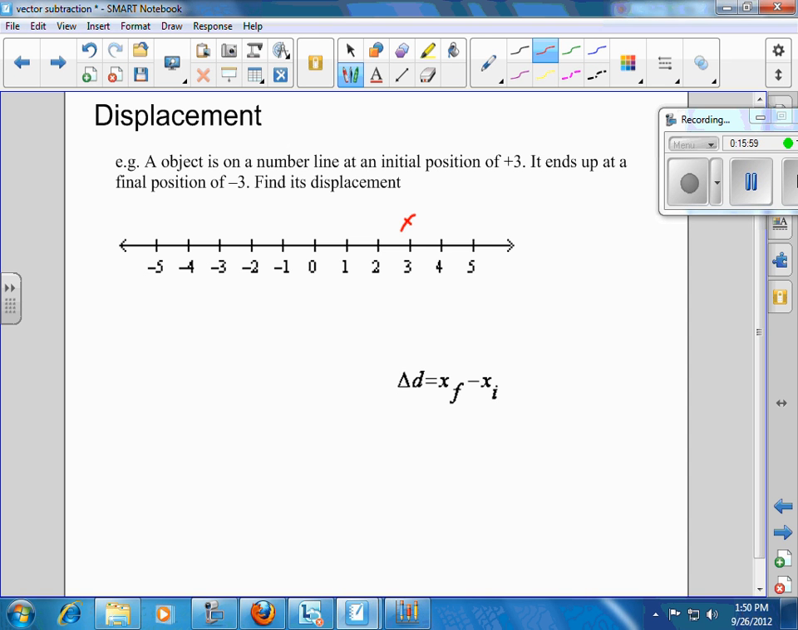Find its displacement. And as Matt has pointed out, it's clearly -6. We would call this my initial position, and that would be my final position. Okay? And the displacement is the difference between those. It's from there to there. Would you agree then the displacement is the final position minus the initial position?